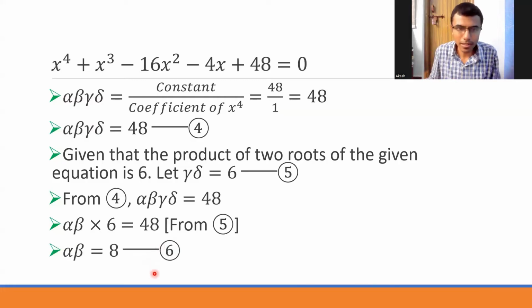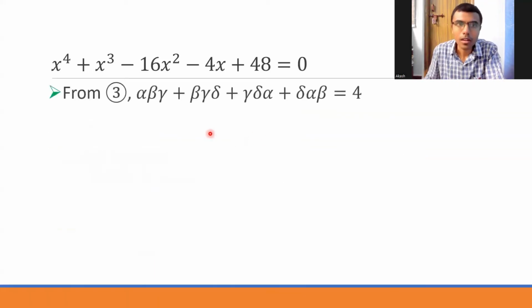So my alpha beta is nothing but 8. Now basically I got gamma delta and I got alpha beta also. So using this, I'm going to do something else. Now see here. From 3, if you remember the third, product of the roots taken 3 at a time, this is what it is. You can just refer to it, if you have taken notes till now, or you can just recollect it. Product of the roots taken 3 at a time is this.